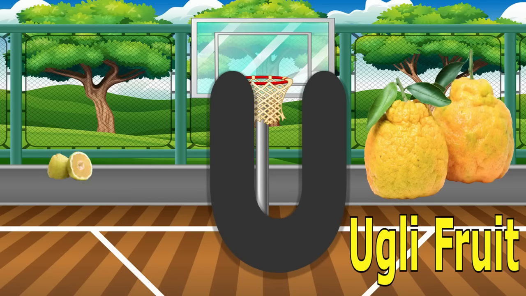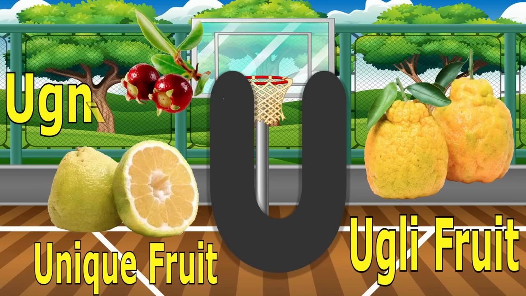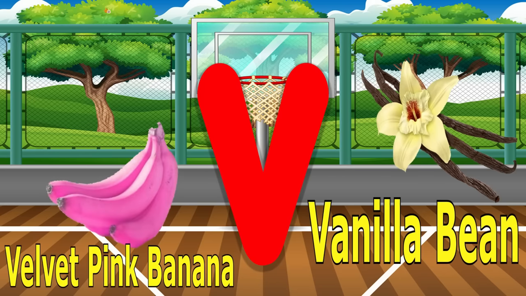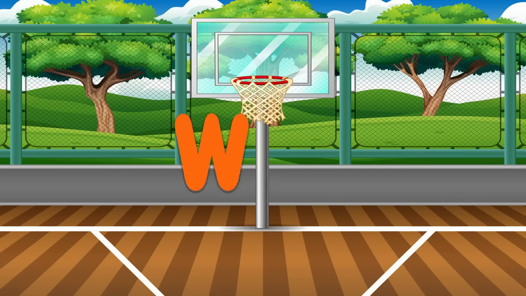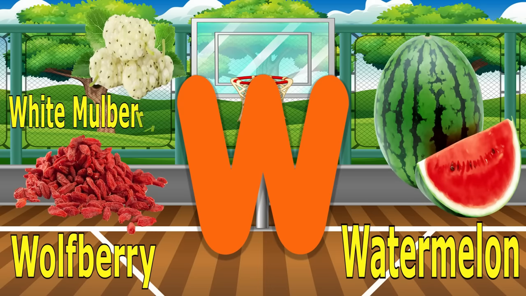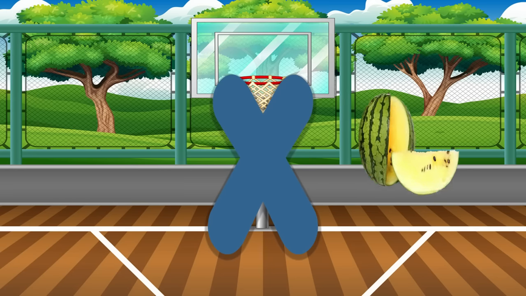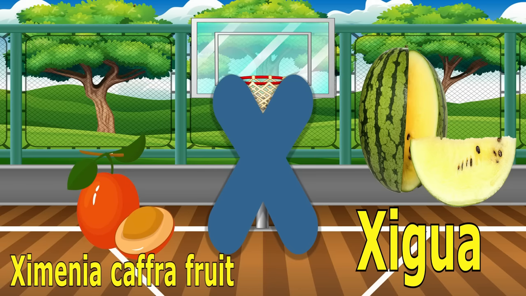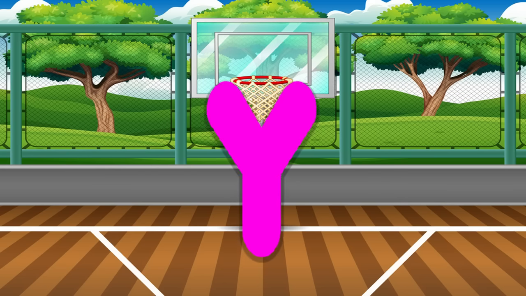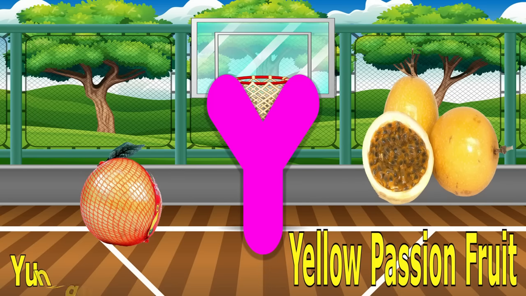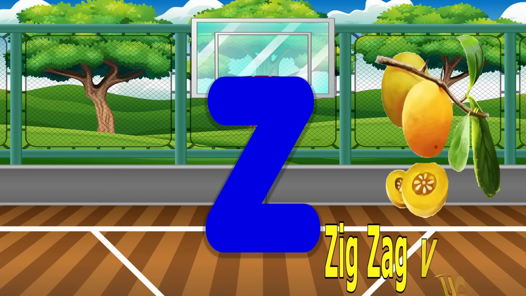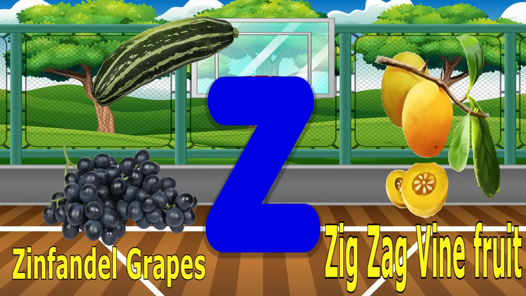U. Ugli fruit, unique fruit. V. Vanilla bean, velvet pink banana. W. Watermelon, wolfberry, white mulberry. X. Ximenia caffra fruit. Y. Yellow Persian fruit, Yunnan hackberry. Z. Zigzag vine fruit, Zinfandel grapes, zucchini.